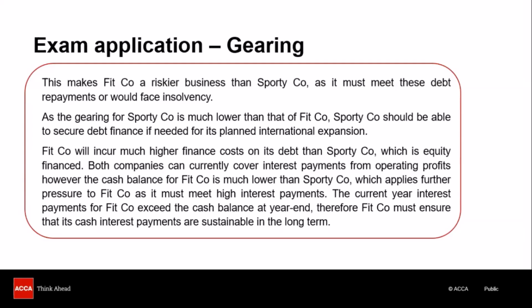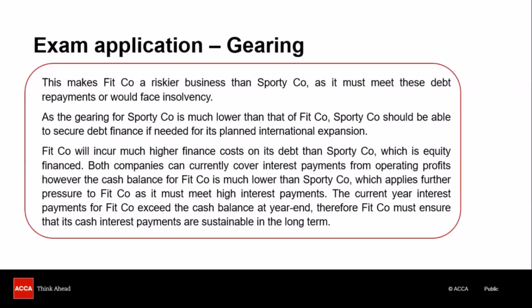Fit Company will incur much higher finance costs on its debts than Sporty Company, which is equity financed. Both companies are currently covering interest payments from operating profits. However, the cash balance for Fit Company is much lower than Sporty Company, which implies further pressure because of the interest payments. So once again, as I mentioned earlier, interest payments are obligatory. Dividend is not obligatory. So if a company is struggling with cash flows, they may not give dividend in a particular year. However, if they have a debt, they have to make the interest payment.